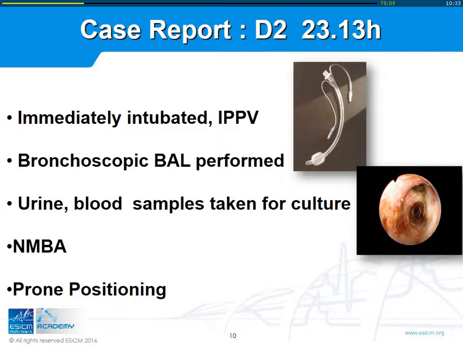Should you do the same? Would you intubate? I think that intubation is very popular, right? Who would not have intubated this patient? Nobody. I think that at this point nobody will hesitate.